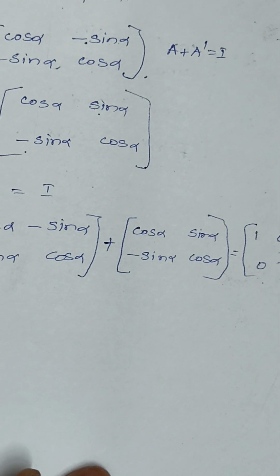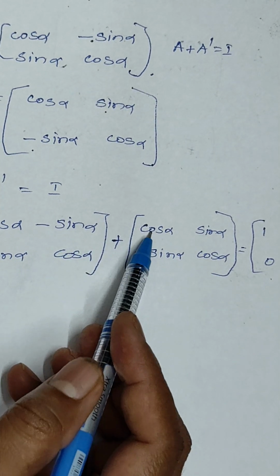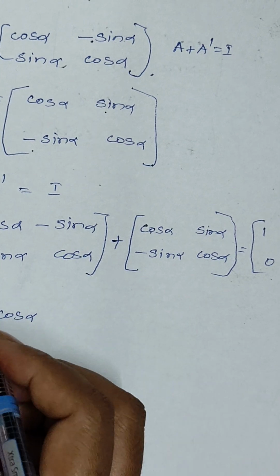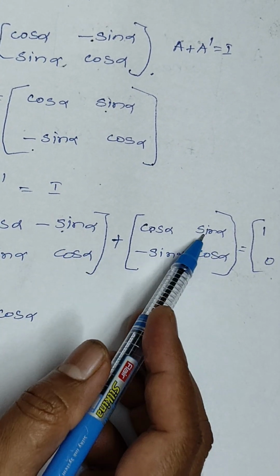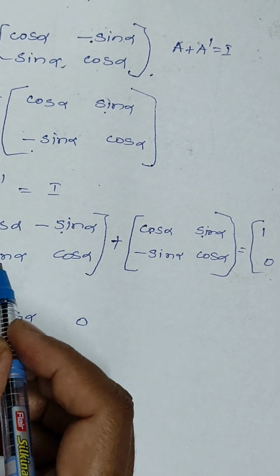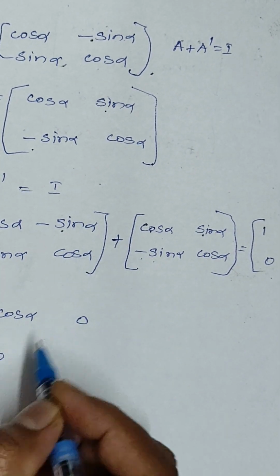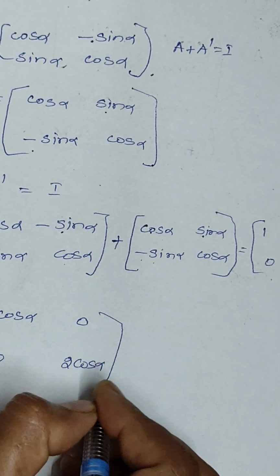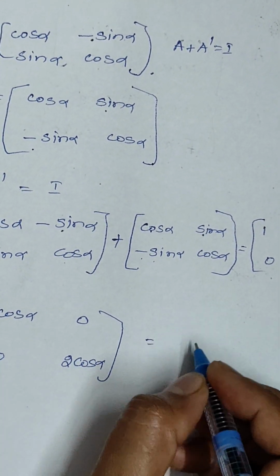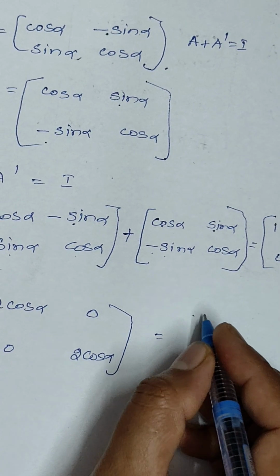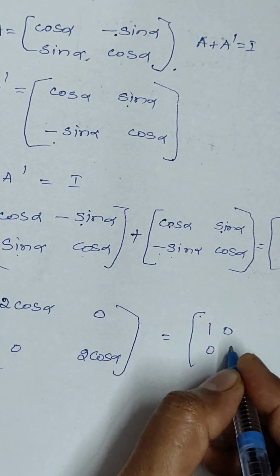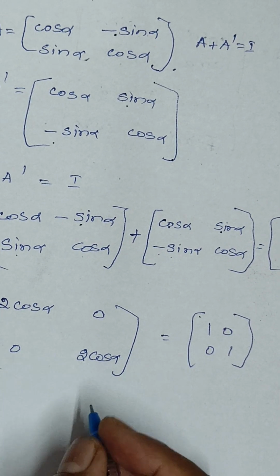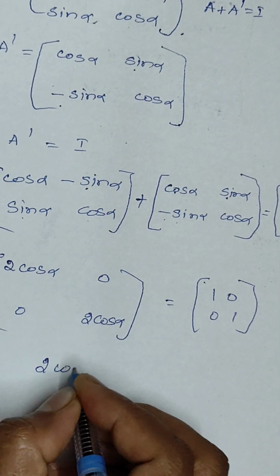Now you have to add. That is cos alpha plus cos alpha, that is 2 cos alpha. Then here minus sin alpha, here plus sin alpha, therefore it is 0. Then sin alpha minus sin alpha, it is 0. Then cos alpha plus cos alpha, that is 2 cos alpha. That is equal to, what you get? 1, 0, 0, 1. Now here 2 cos alpha, you have to take outside, times 1, 0, 0, 1. Therefore, what you get? 2 cos alpha equal to 1.